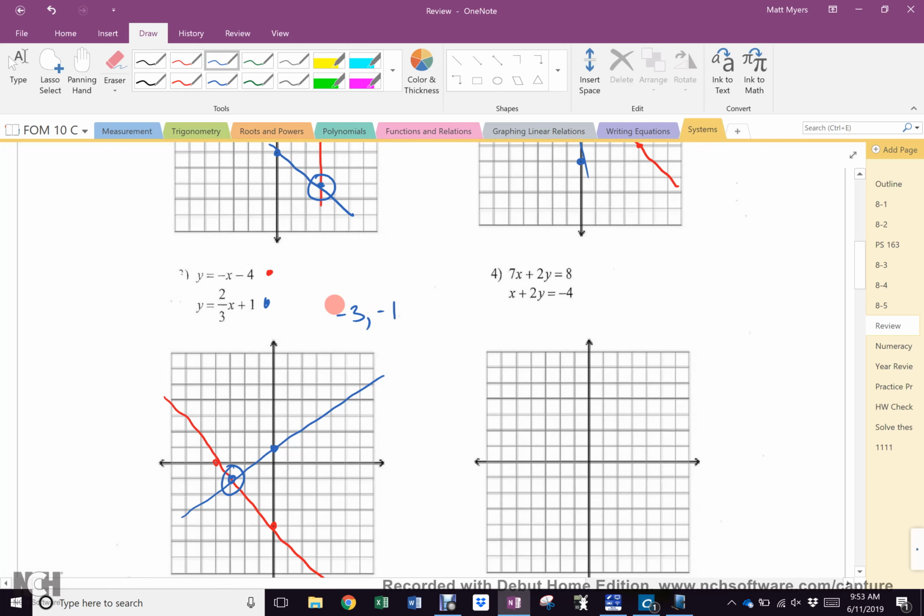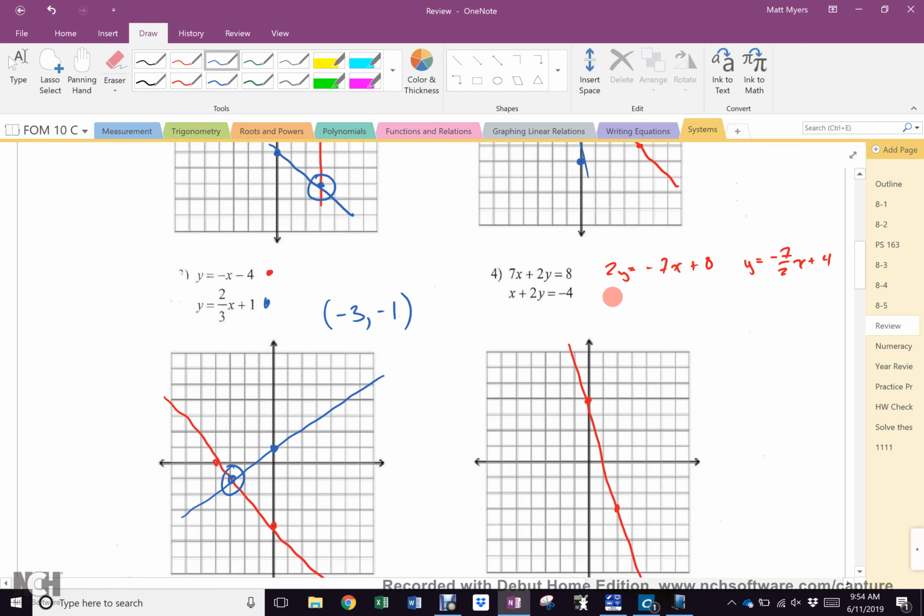-3, -1. And lastly, the only one that's actually kind of difficult because you had to isolate y in both of them. 2y equals -7x plus 8. Y equals -7/2 x plus 4. Intercept at 4, then -7/2: down 7, out 2. There is the red line.